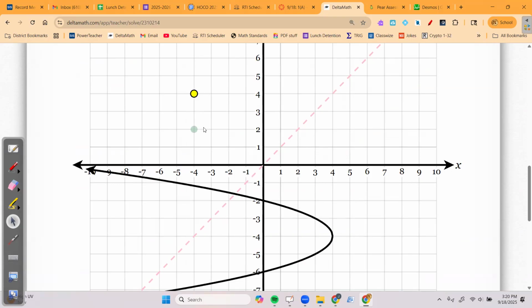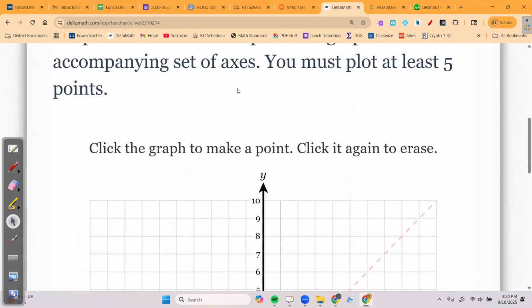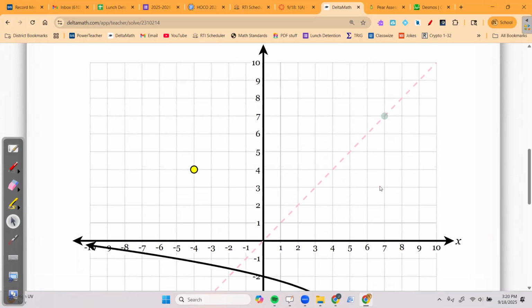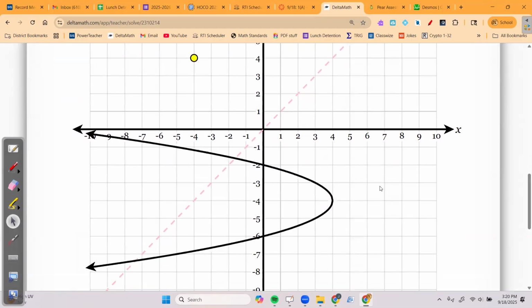And Desmos is very specific in the directions. It's always going to say you have to plot at least 5. If it were a straight line, like a linear function, it would probably say at least 2 or 3. But because these are curves, quadratics, cubics, cube roots, weird stuff like this, we need more than 3. So let's pick another one. Someone give me another point that I could graph that would be on the inverse. That's 0, -2. So this point right here is 0, -2.